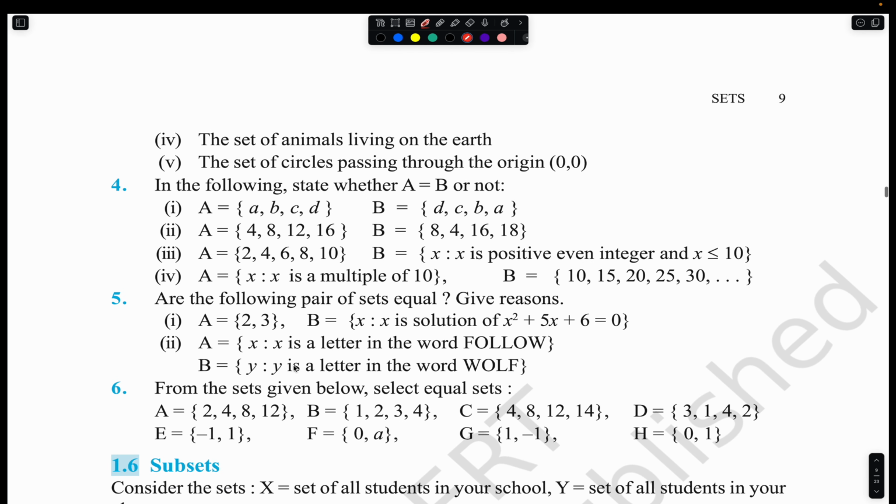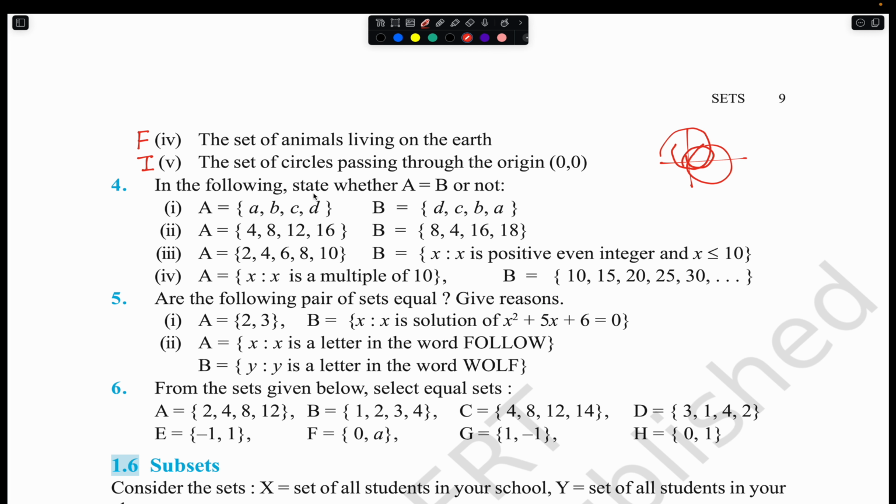Set of animals living on earth. Though we will not be able to count the number of animals living on earth, whatever their number is going to be, it is going to be a natural number, right? So the cardinality of this set is a natural number. So this set is also going to be a finite set. The set of circles passing through the origin. There could be infinite circles which can pass through the origin, like this one, and so on. So again, this is an infinite set, right?